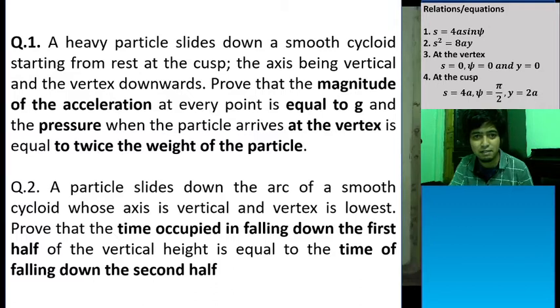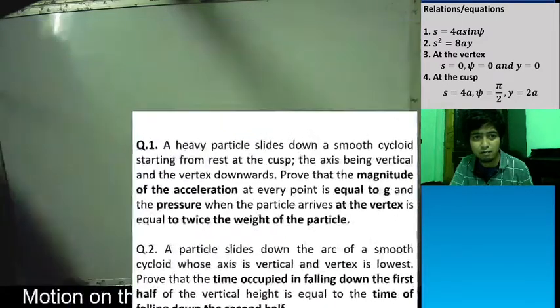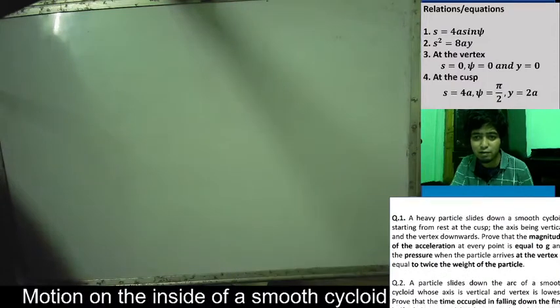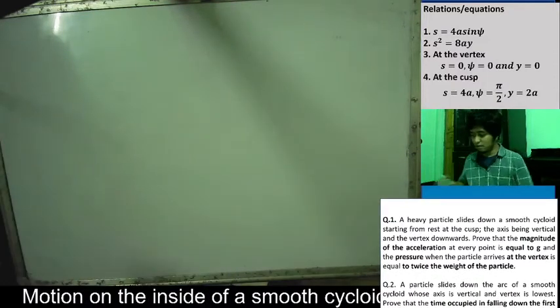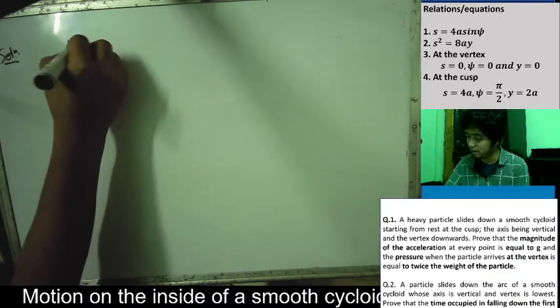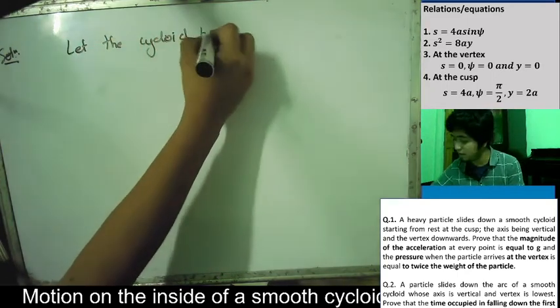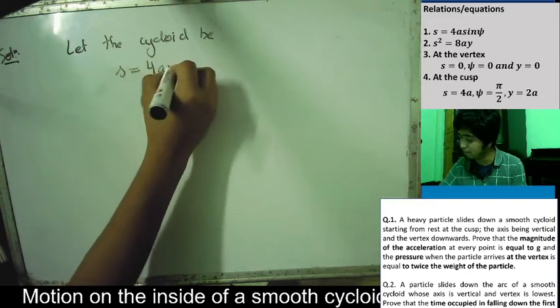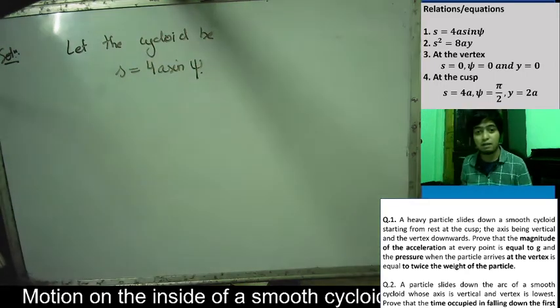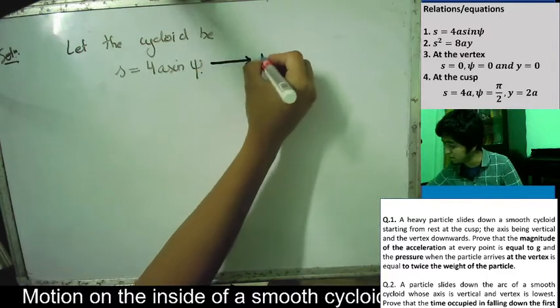Okay, so let's see. This one won't be too difficult. We just need to remember the equations of motion. Solution: let the cycloid be s = 4a sin psi, as always. Since the vertex is downwards and the axis is vertical, we can use this equation.